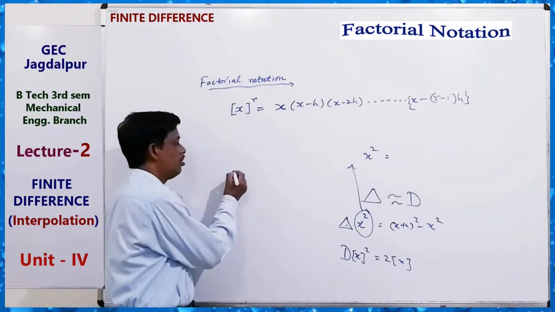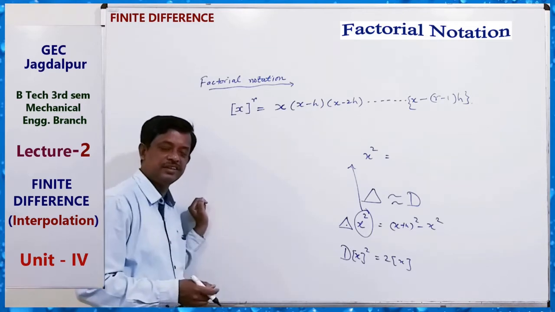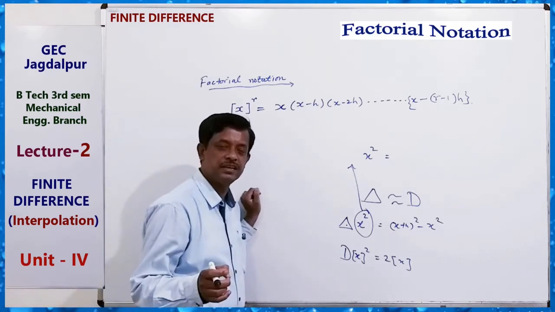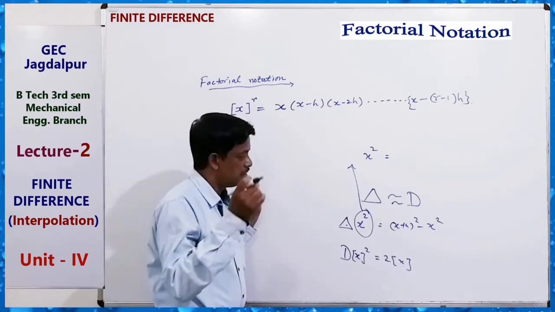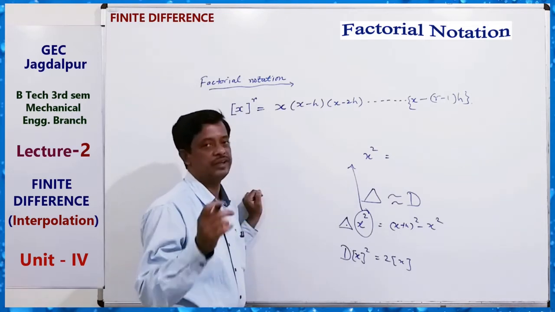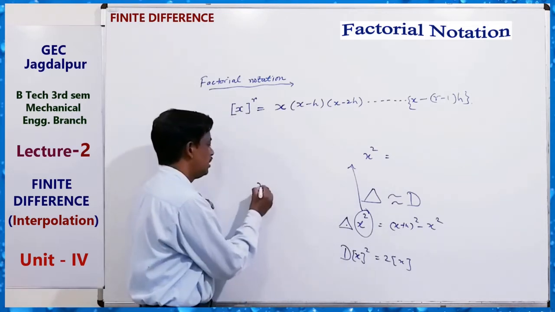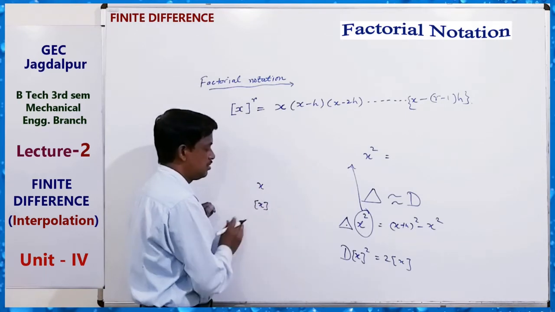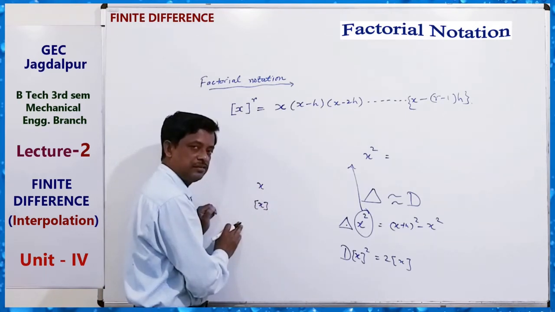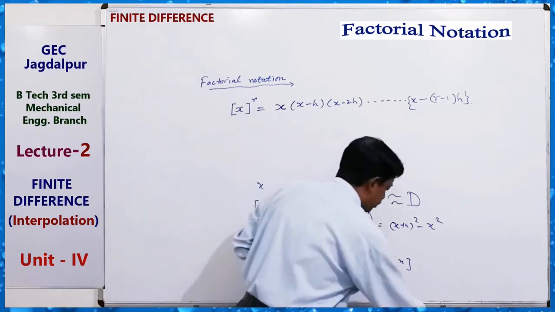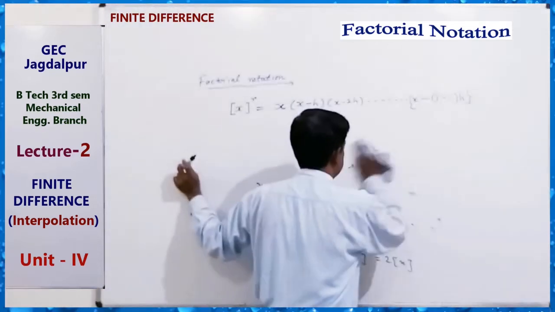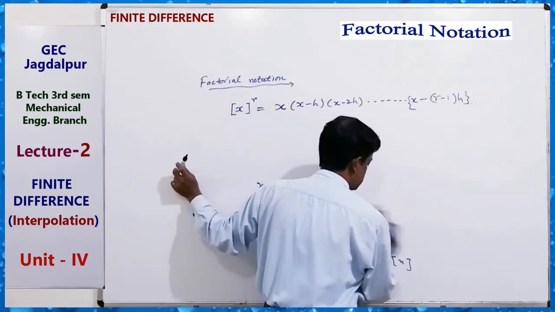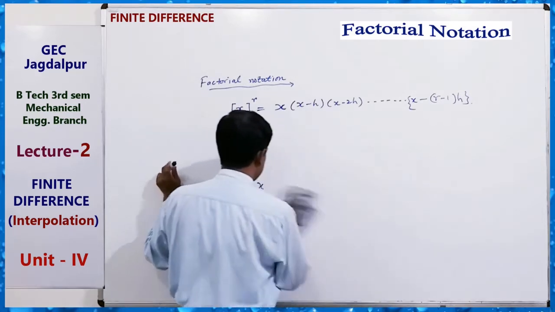Every polynomial of nth degree can be expressed as a factorial polynomial of nth degree. This means in place of x we can write factorial notation, but for that the coefficients will be changed. Just like this.